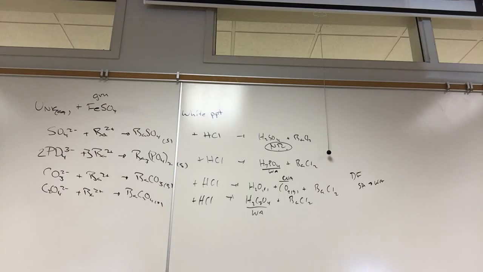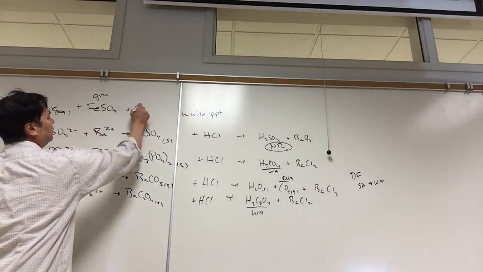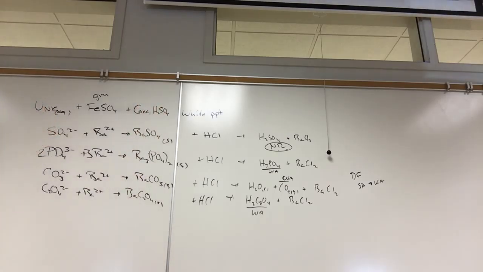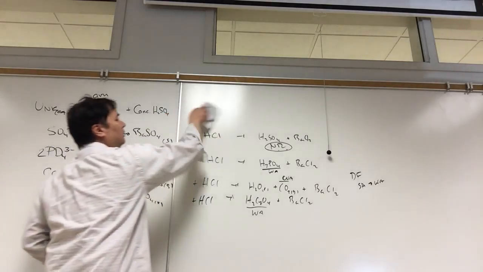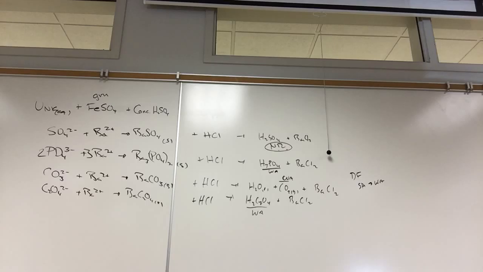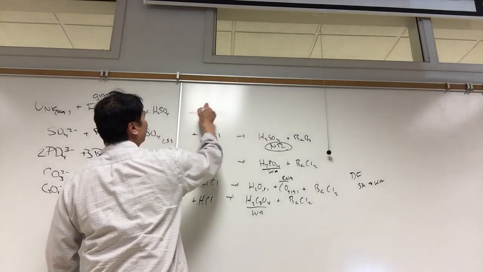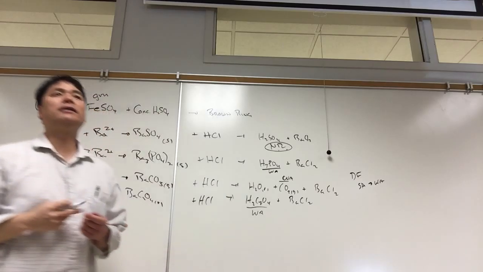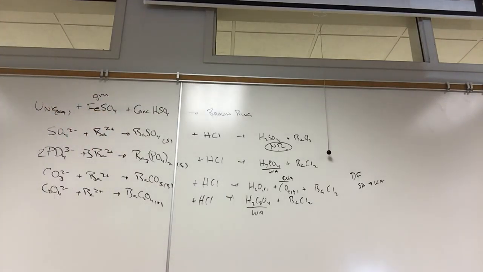Okay, and then what else? Slowly pour in concentrated sulfuric acid. This is very dangerous here. When you do this, all right, we'll pour in the concentrated sulfuric acid. What are we looking for? This is called the brown ring test. We're looking for a brown ring at the interface between concentrated H2SO4.